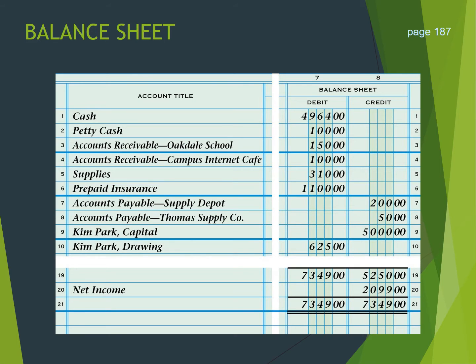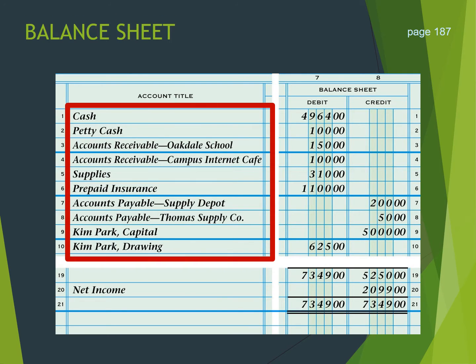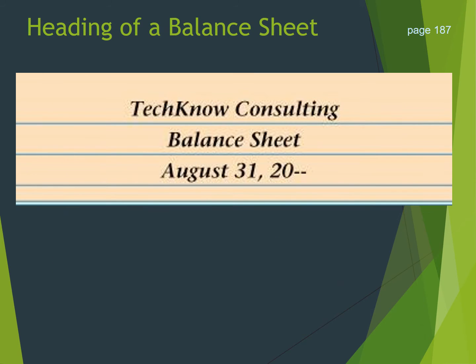If you look at the balance sheet, this balance sheet is part of the section on the worksheet. The balance sheet has the listing of all of our accounting equation accounts. We have cash, petty cash, accounts receivable, supplies, prepaid insurance, accounts payable, capital, and drawing. In columns 7 and 8, you have your dollar amounts. These amounts are going to be transferred over to our actual balance sheet financial statement.